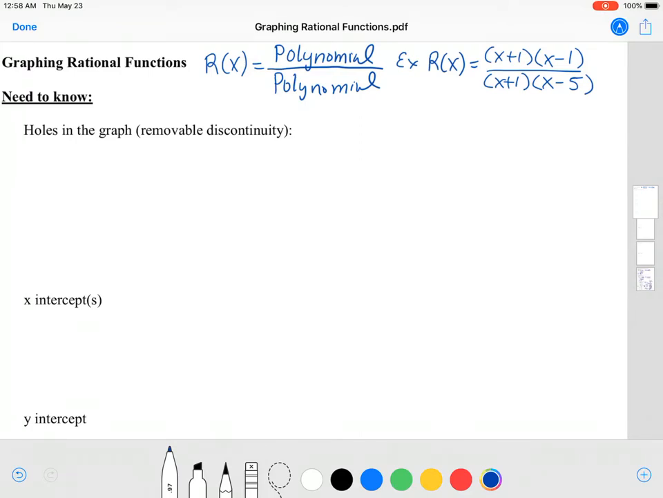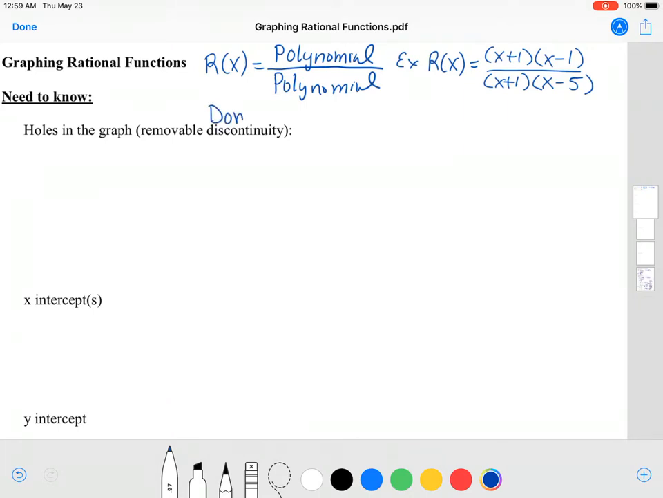Now, the domain of a rational function is going to be all the values that we can plug in except for the values that cause us to get 0 in the denominator. So if you think back to section 3.1 and 3.2 when we talked about finding domains, there's two restrictions. We have to worry about negative numbers under even roots and zeros in the denominator. With rational functions, we don't have to worry about radicals. We just have to worry about denominators.